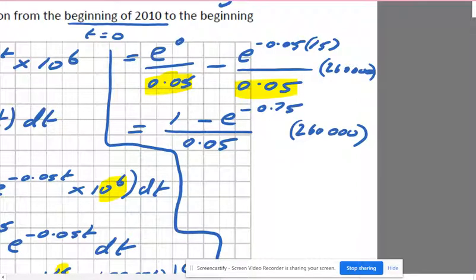Okay, so let's just work out that. It's 1 minus e to the power of minus 0.75. On the calculator that gives you, okay, and we divide that by 0.05, and finally multiply by 260,000. And you get an answer of 2,743,693.9.